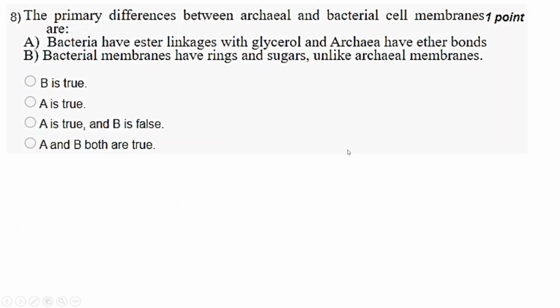So the primary differences between archaeal and bacterial cell membranes are: bacteria have ester linkages with glycerol, and archaea have ether bonds. And the other point is bacterial membranes have rings and sugars, unlike archaeal membranes.